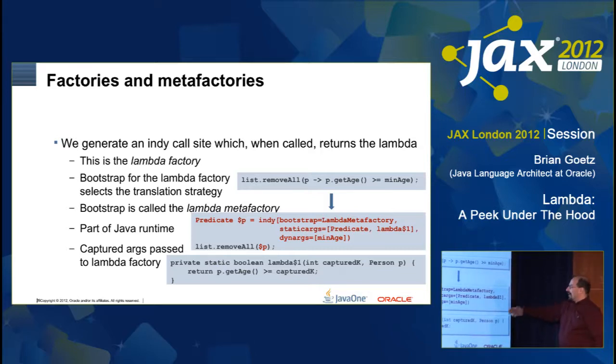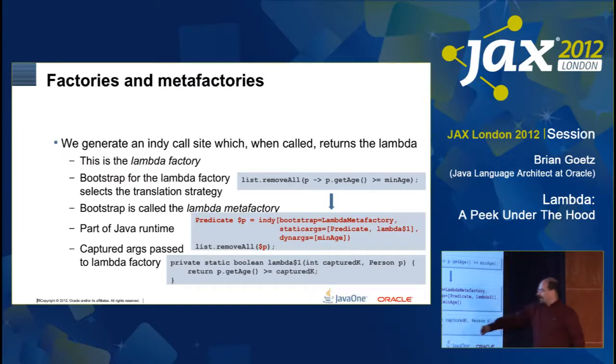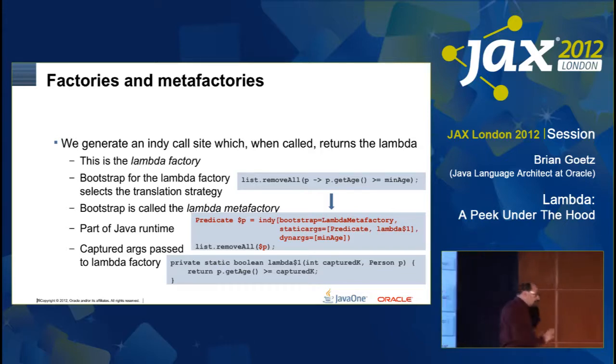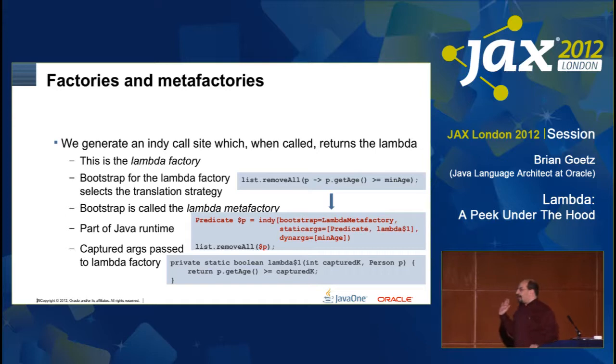The static arguments we pass in are the target type we're converting to, and a method handle for the implementation down here, and then there are also some dynamic arguments that every invocation receives. In this case, we're passing the captured value as a dynamic argument. So we call the Lambda factory. It hands us back a predicate, and then we just pass that to removeAll. Okay, so this is what the static compiler emits, and that's actually pretty straightforward. It's not so bad.